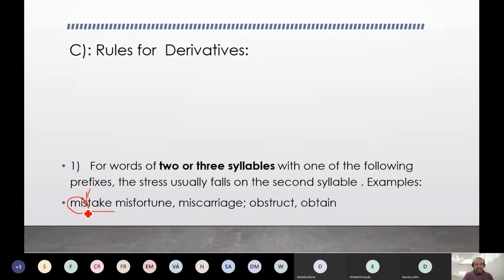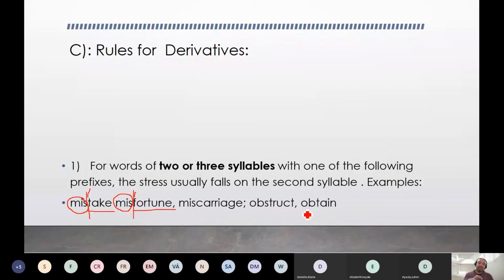Take, mistake, it's the same syllable that is the most prominent one. In the case of misfortune, the root is fortune, right? Which is stressed in this first syllable. We add the prefix mis, but the stress does not change. It remains exactly on the same position, on the same place. Same with miscarriage, obstruct, and obtain.